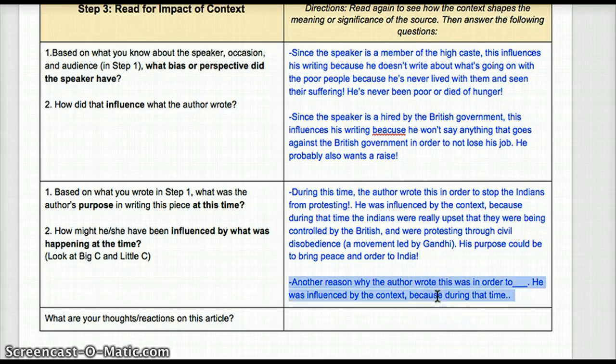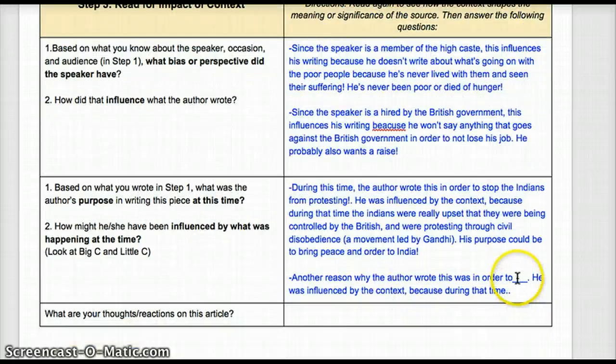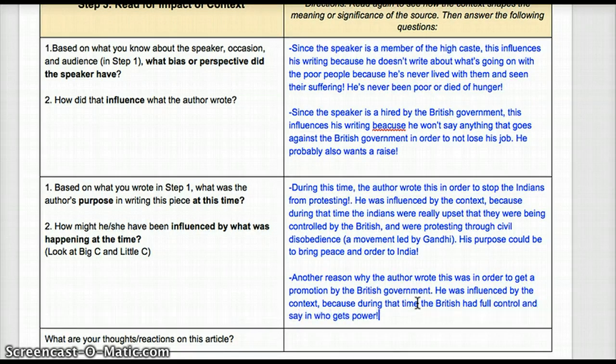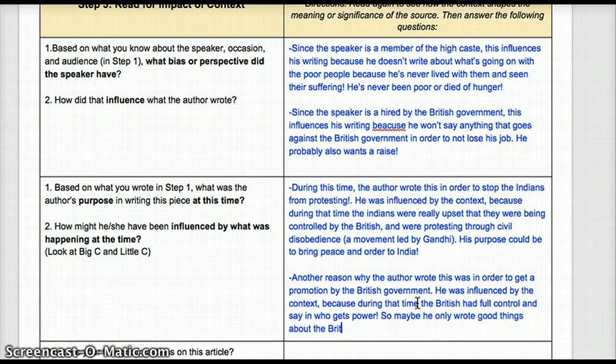What's another reason he might have written this? What was going on at that time that he might be ignoring? Well, it could be because he wants a promotion, he wants to move up. So, why the author wrote this was in order to get a promotion by the British government. He was influenced by the context because during that time, the British had full control and say in who gets power. So maybe he only wrote good things about the British so he could show them that he is loyal to them. And that's it. That's how you write context.